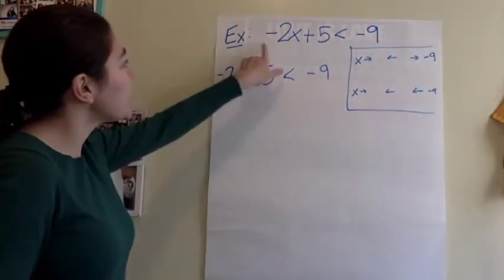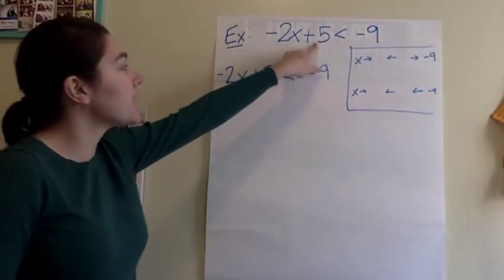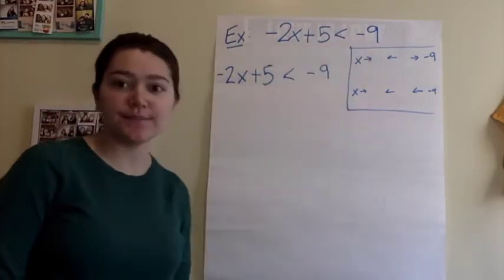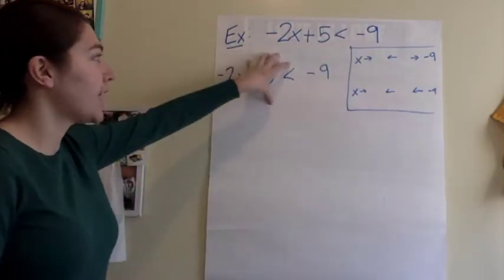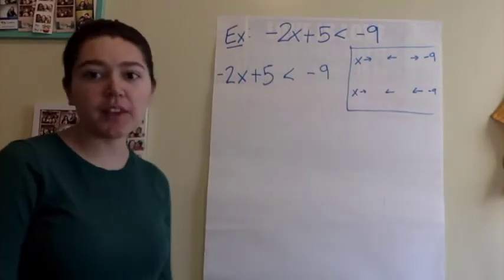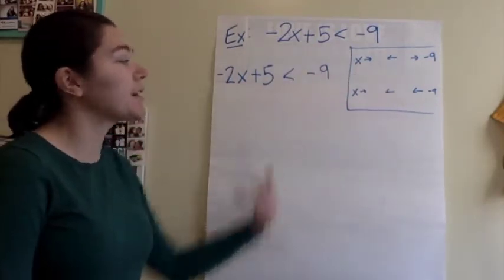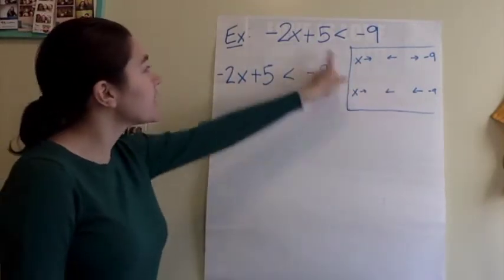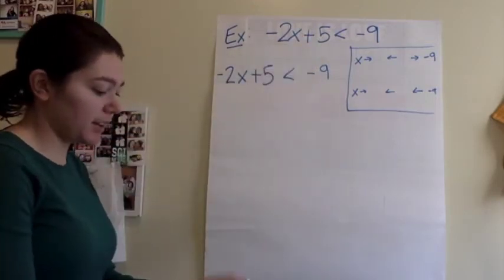So here we have negative 2 times x plus 5 is less than negative 9. I want to go ahead and solve this. I'm not really going to use the flowchart method, but I can look at it to help me understand what's going on. So first I have x is getting multiplied by negative 2.